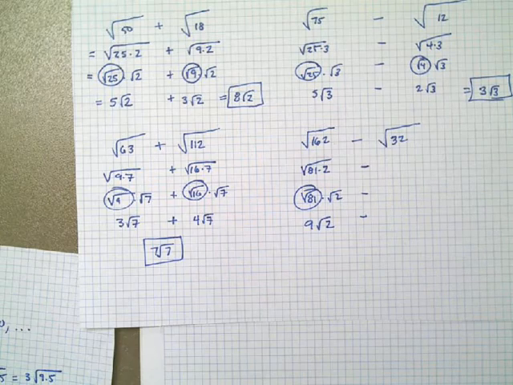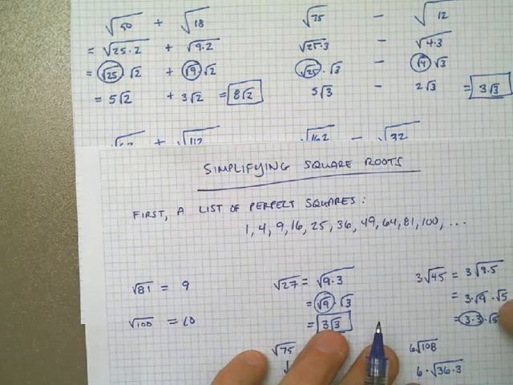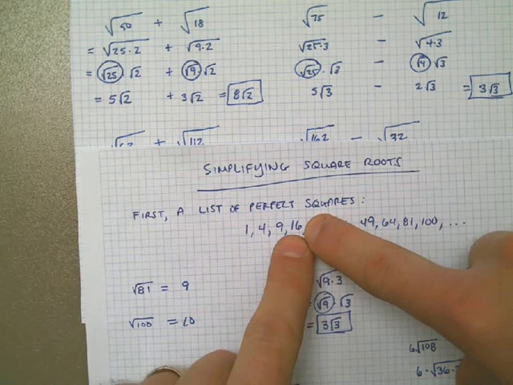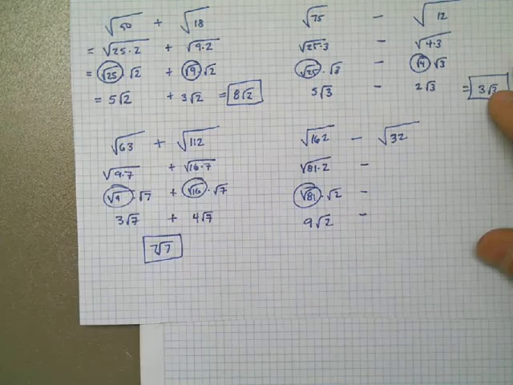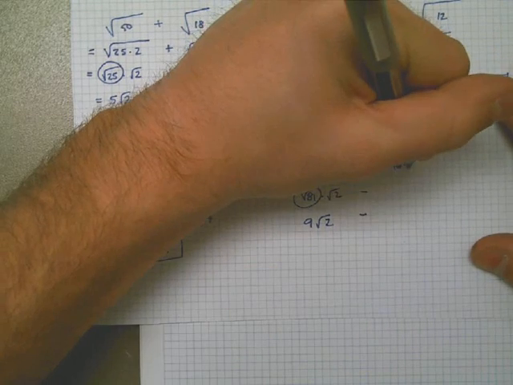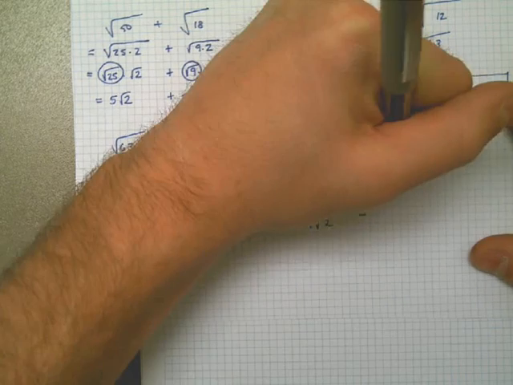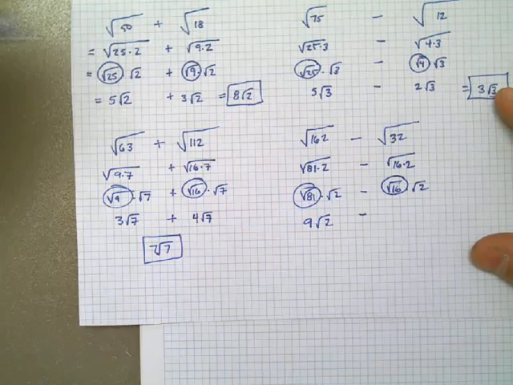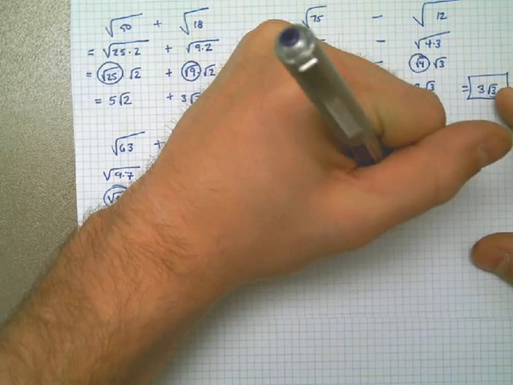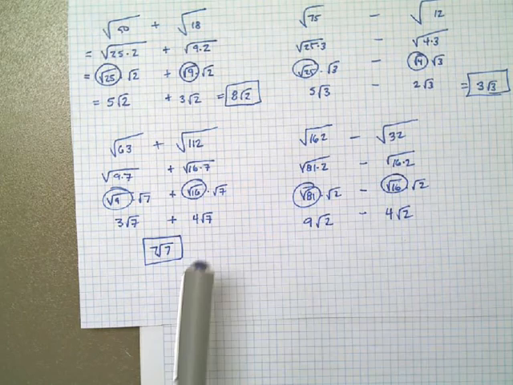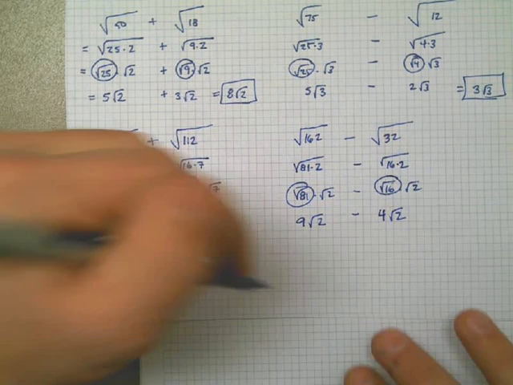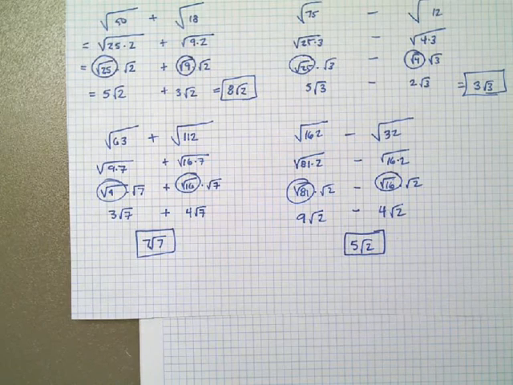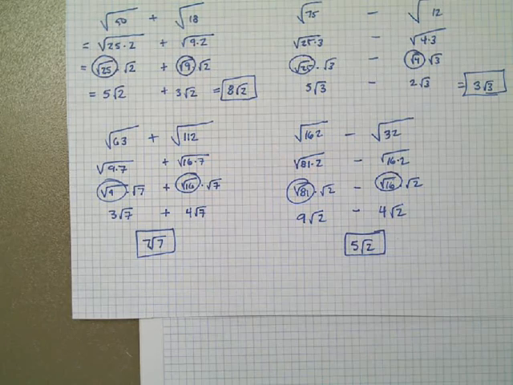On the right, the square root of 32. The biggest square that goes into 32 is not going to be 25. 16 does, though. 16 times 2 is 32. So I rewrite it as the square root of 16 times 2. I break them up into separate square roots. And that's important that I had the 16 in there because that's 4. 4 square roots of 2. If I have 9 square roots of 2 and I take 4 of them away, I have 5 square roots of 2 left. And that's how you add and subtract square roots.